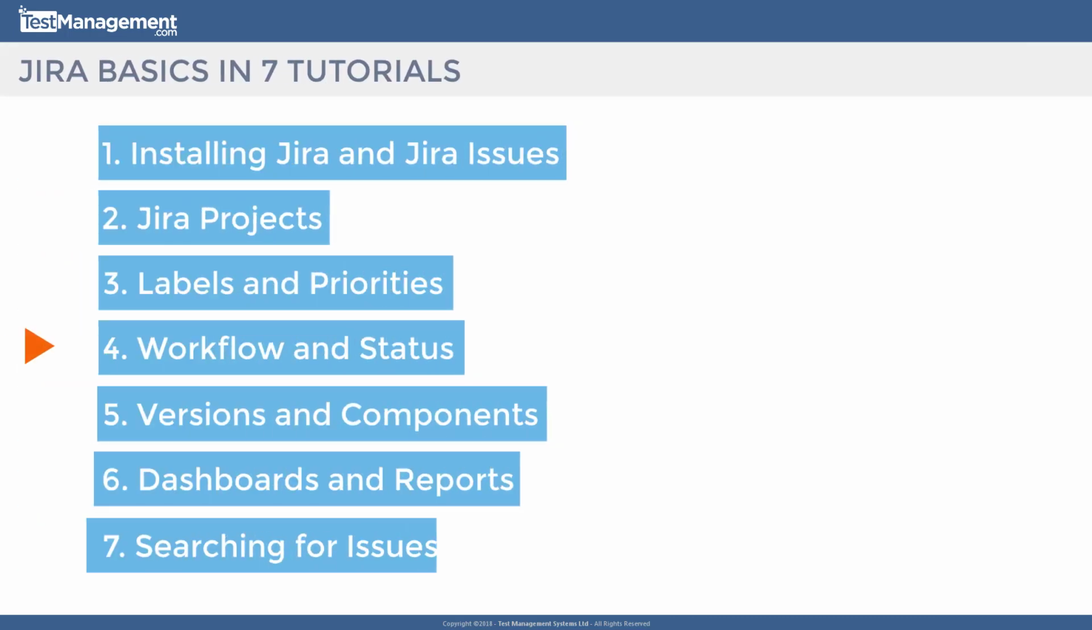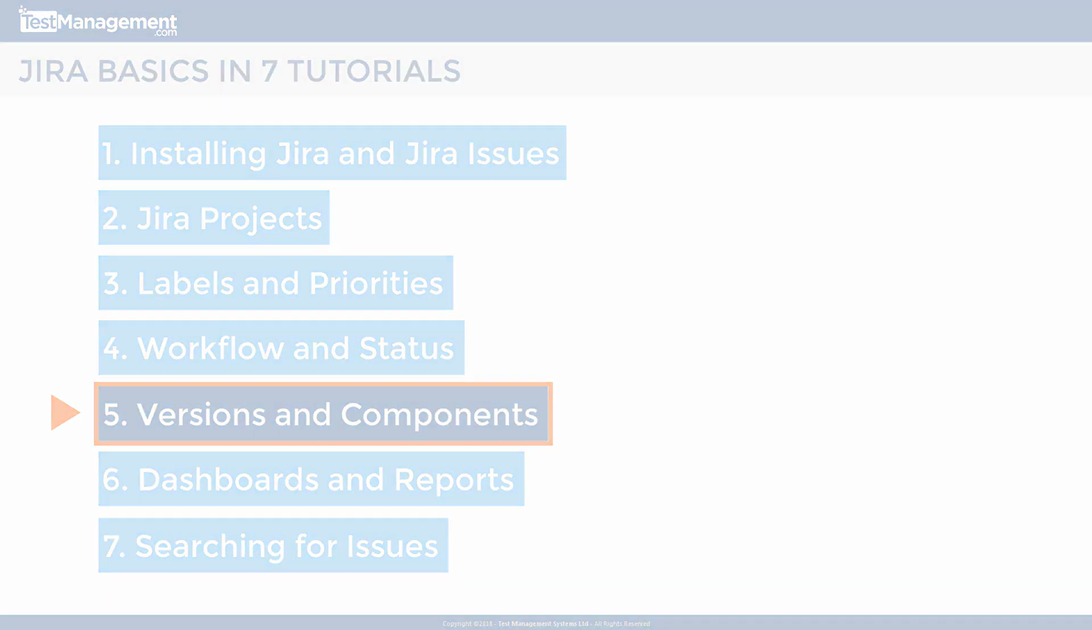And that completes Module 4, Workflow and Status Values. In Module 5 we'll move on to Versions and Components and see how we can combine the versions and components functionality in Jira to help us further sort, organise and categorise all of our issues within our projects.